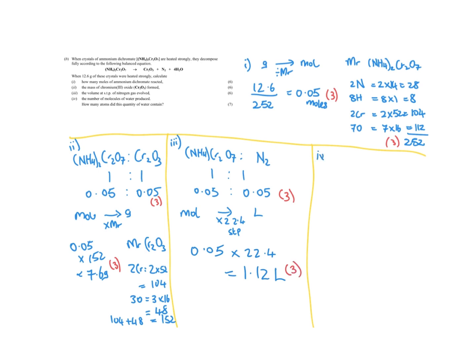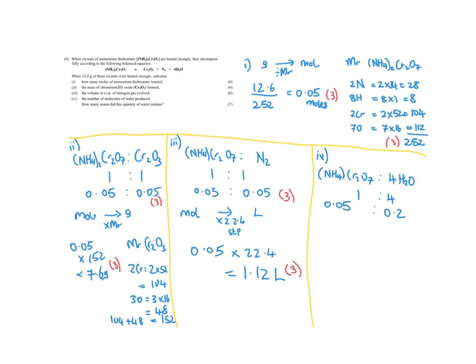So the last part of this question then is part 4, and it asks you the number of atoms of water produced. So here we are comparing our ammonium dichromate to our water. And I can see it's 4H2O. So this is now a 1:4 ratio. I don't have 1 mole of my ammonium dichromate, I only have 0.05, but I know I have 4 times as much water, so that means I have 0.2 moles of my water.